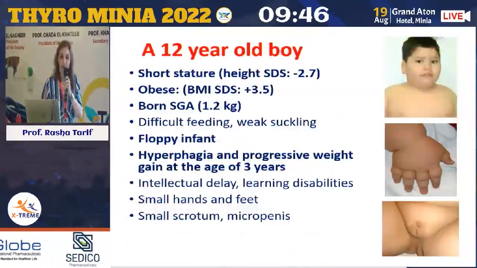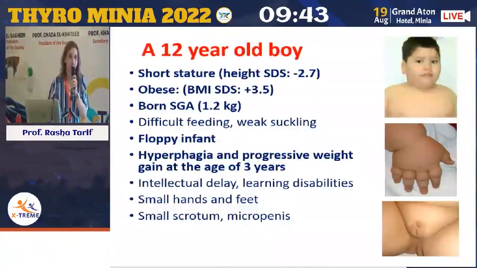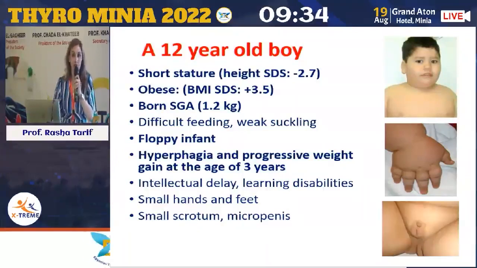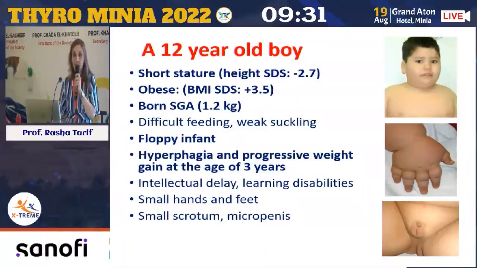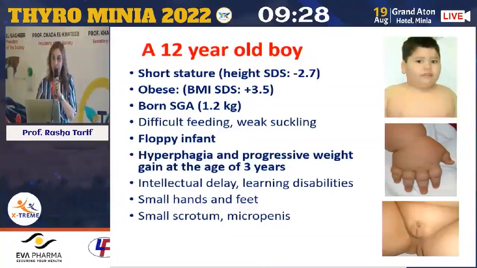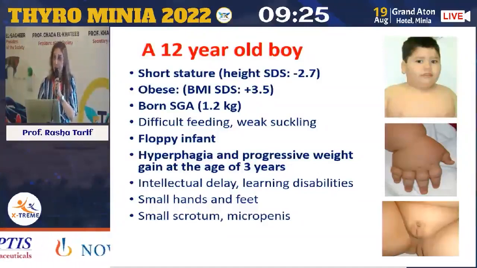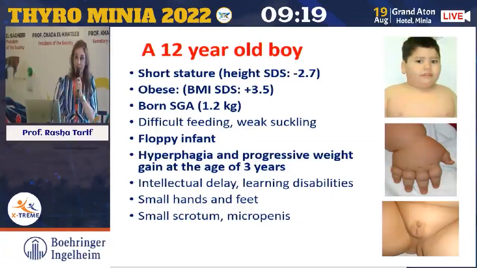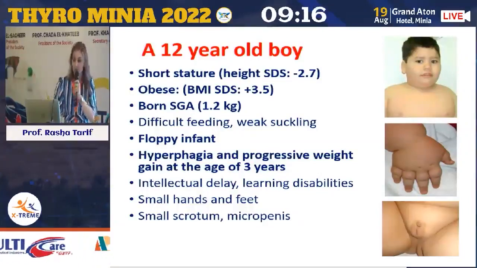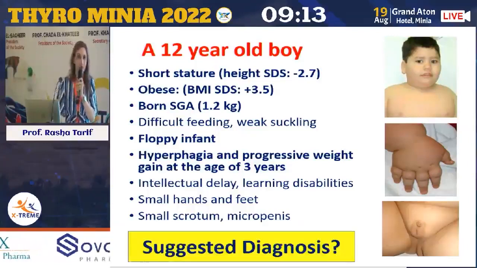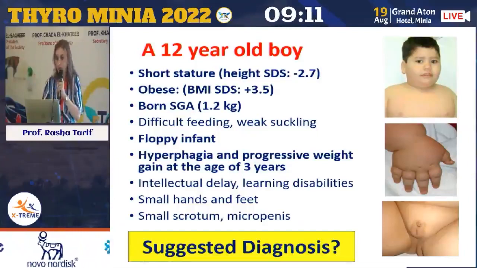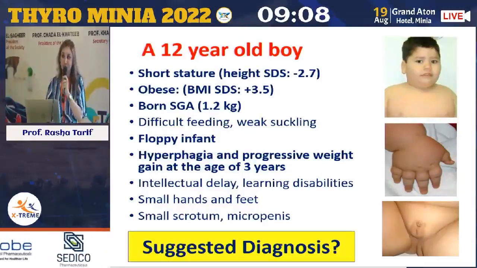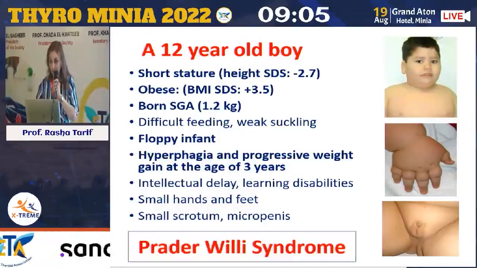Now, this is a 12-year-old boy who came to me with short stature and obesity. He was born SGA, difficult feeding, weak suckling. He had severe hypotonia. He's a floppy infant. And then at the age of 3 years, he started to develop hyperphagia, progressive weight gain, some intellectual delay, and learning disabilities. As you see, he has very small hands and feet, small scrotum, and micropenis. What do you suggest? Thank you very much. Prader-Willi syndrome. Again, Prader-Willi is not uncommon. It is there, but we do not think about it.